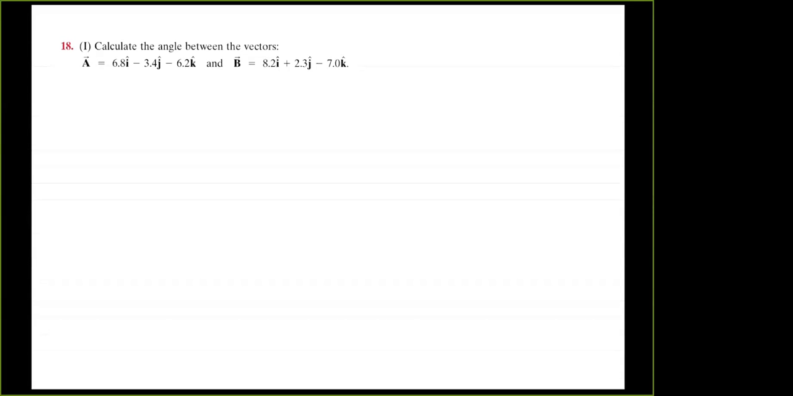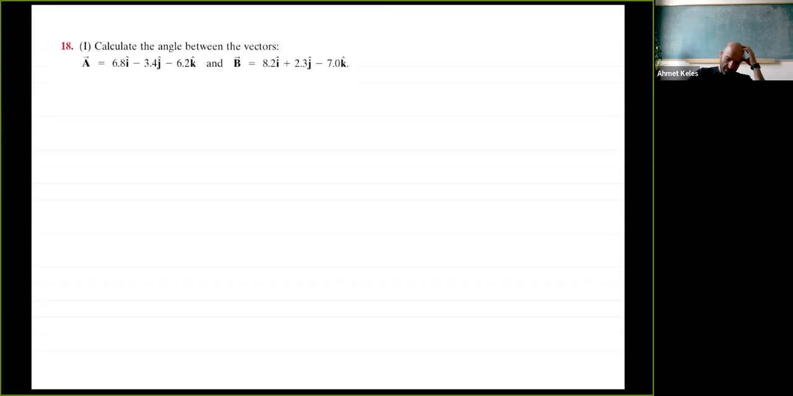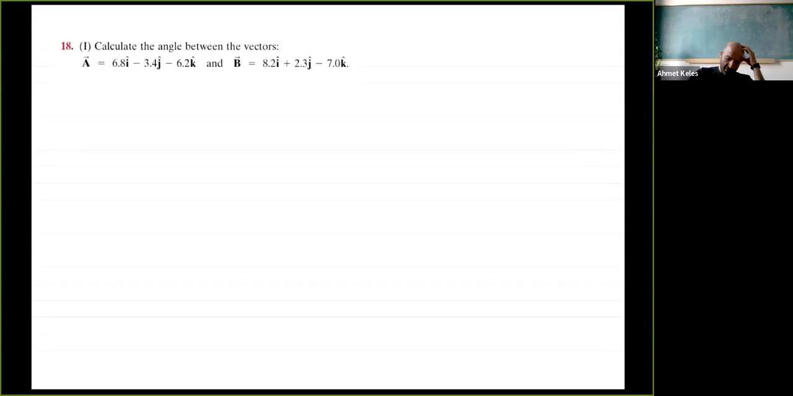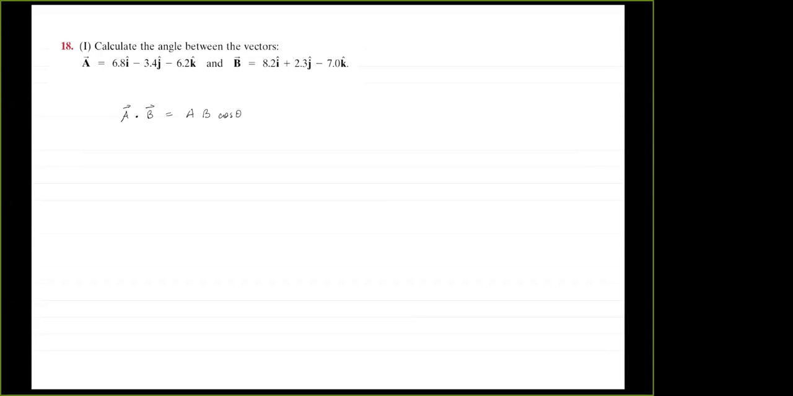We have to use the dot product divided by the product of the magnitudes. So let's do the dot. A dot B is by definition equal to the magnitude of A times the magnitude of B times cosine theta, and we'd like to find the angle, this angle.